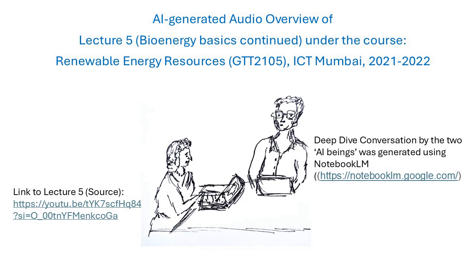Rubisco isn't perfectly specific. It can also react with oxygen, which leads to photorespiration. Right. Under high oxygen, low CO2 conditions, Rubisco can grab an oxygen molecule instead of CO2. This starts a process that actually breaks down RuBP and releases CO2. It wastes energy, working against photosynthesis. Pretty much. He mentions the Warburg effect from 1920 showing higher oxygen slows photosynthesis down.